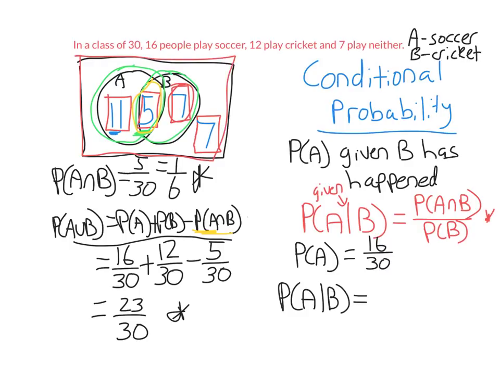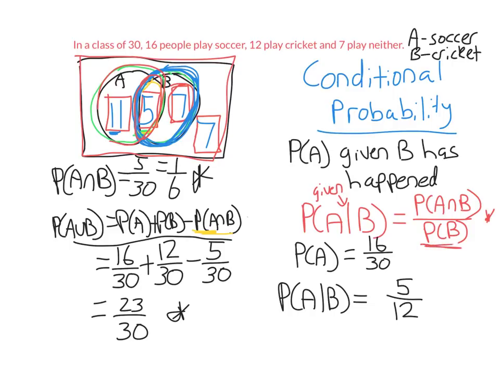If I know that they play cricket, I'm just looking at the students inside this circle. So inside this circle, I'm saying, what is the probability if I pick one of those that they play soccer? You can see clearly there are 12 inside this circle, and 5 of them play soccer. I am saying, if I know I'm in the B circle, what is the probability I'm also in the A circle? And that, of course, means I have to be in the middle there. So the probability of A given B is 5 over 12, intuitively.